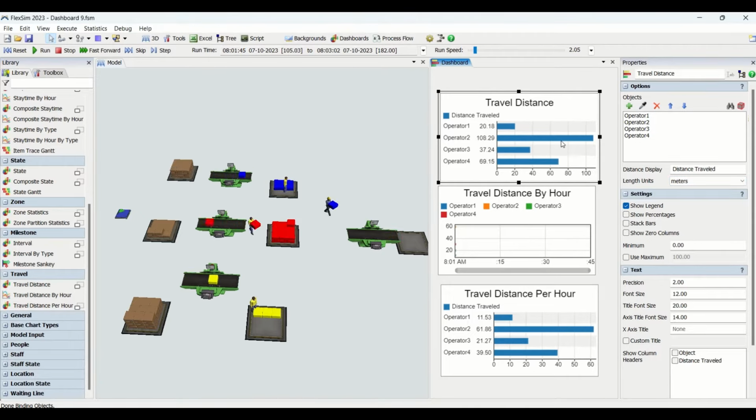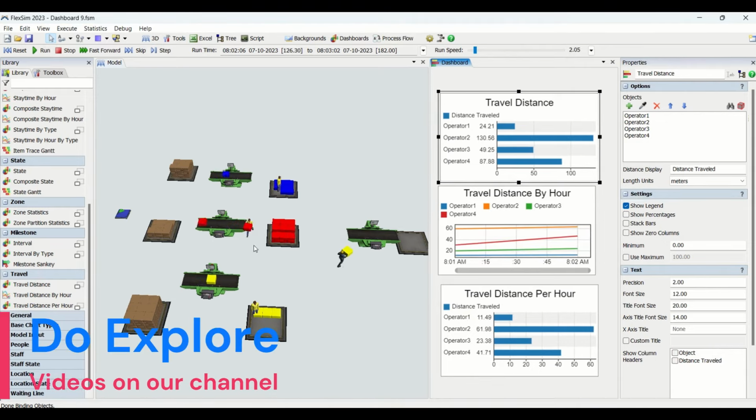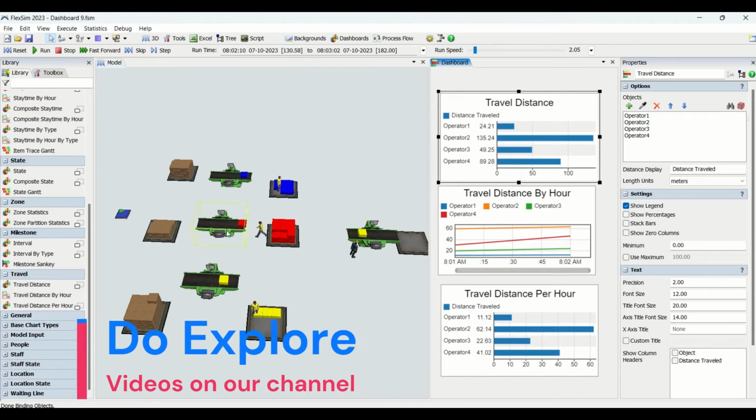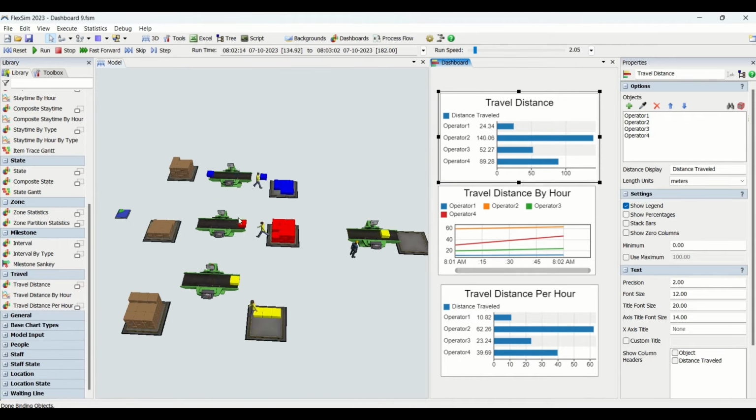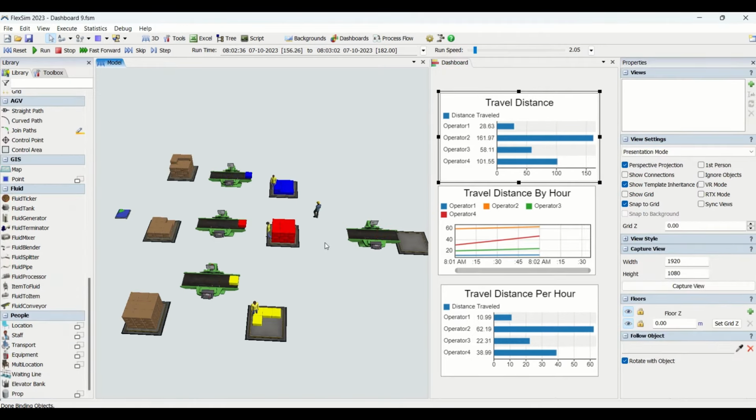What you are able to see is that operator 2 has the highest travel distance, then the second highest is operator 4. This is our operator 4, which has the second highest, and this is our operator 2, which has the highest travel in meters. It's almost 145 meters. This is the significance of this chart: it is going to give us how much distance the operator has traveled.